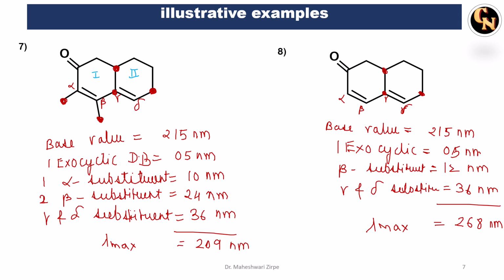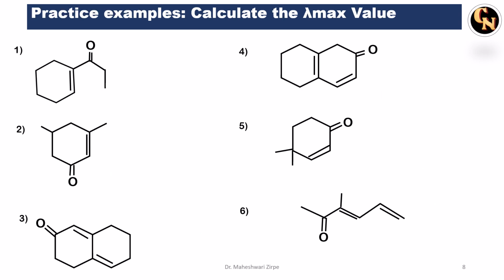There are some practice examples which I have shown on the screen. Just try to solve them and comment below whether you could solve these examples or not. Calculating lambda max value for an enone system is simple once you remember the base value and add the contributions of the substituents.